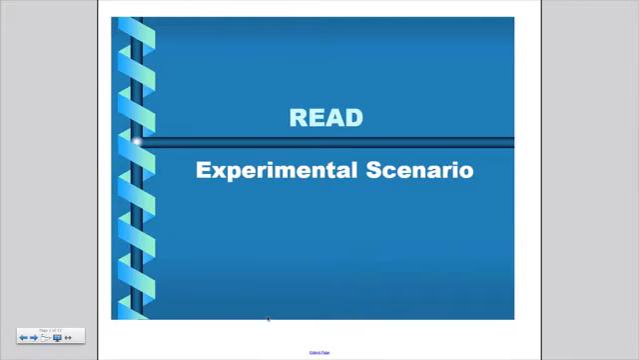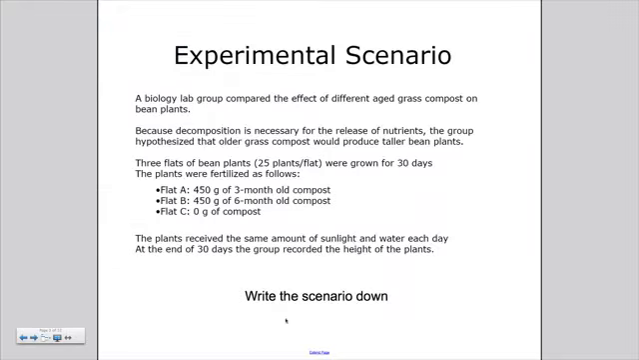Okay, we're going to start off by reading an experimental scenario. Here's the scenario. As I read it, write the scenario down. A biology lab group compared the effect of different aged grass compost on bean plants. Because decomposition is necessary for the release of nutrients, the group hypothesized that older grass compost would produce taller bean plants. 3 flats of bean plants, 25 plants per flat, were grown for 30 days.